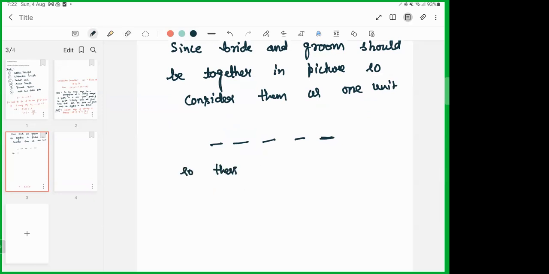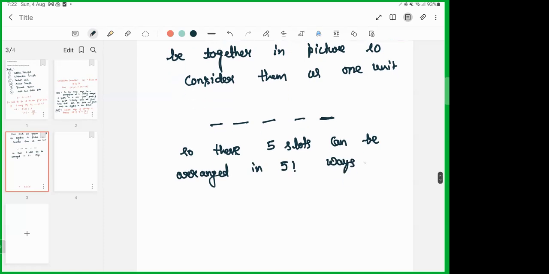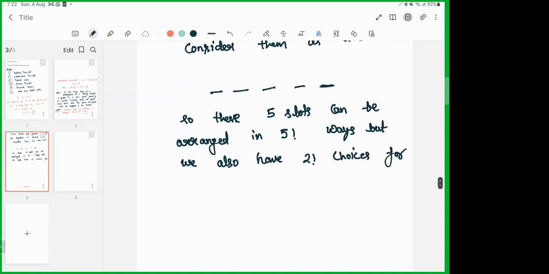These five slots can be arranged in 5 factorial ways, but we also have 2 factorial choices for the bride and groom position.